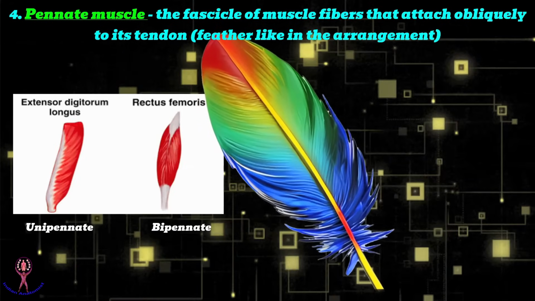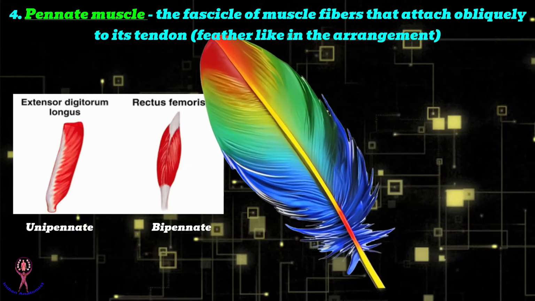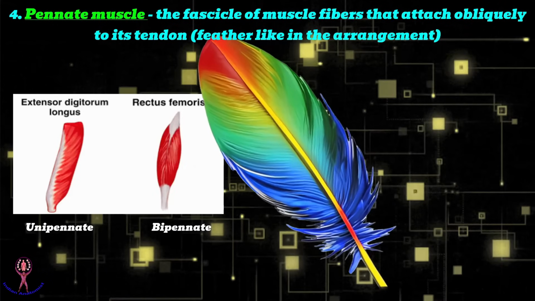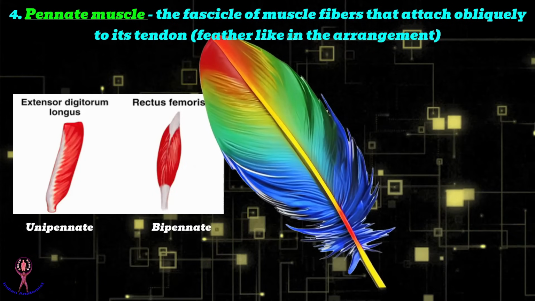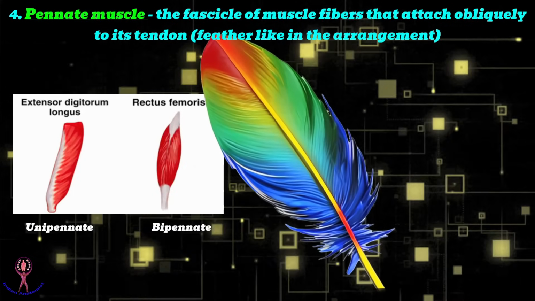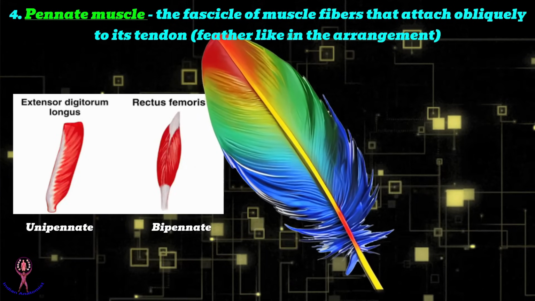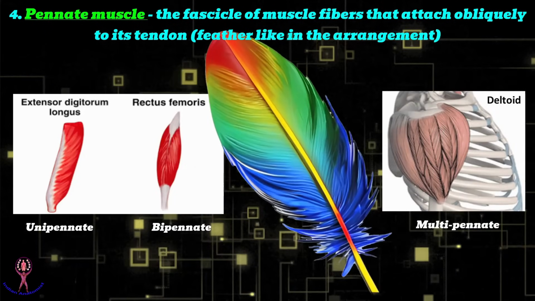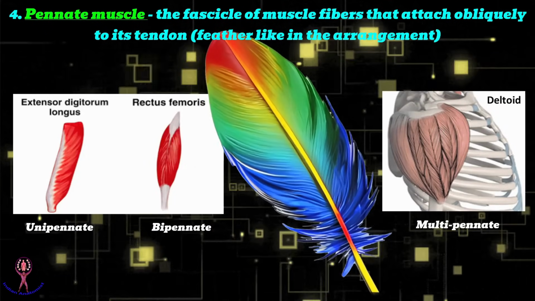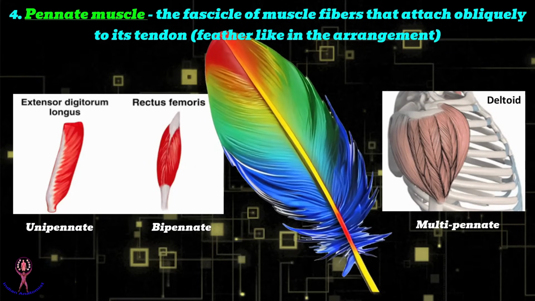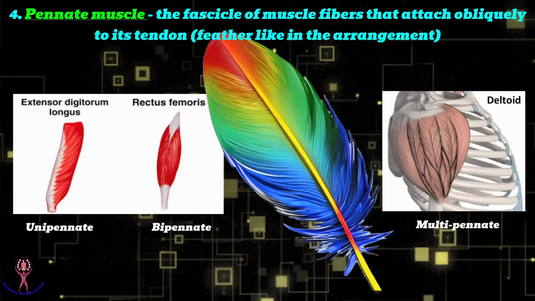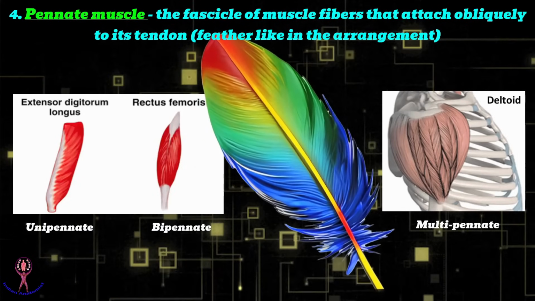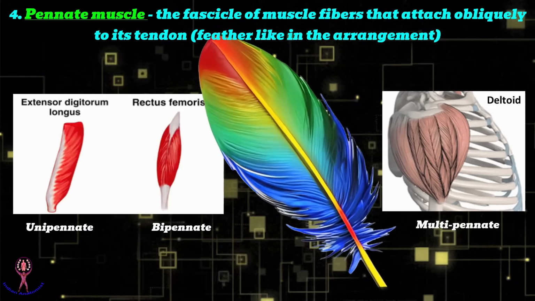Bipinnate muscle: both sides of the tendon give attachment to obliquely oriented muscle fascicles. Examples are flexor hallucis longus, rectus femoris, and dorsal interossei of the hand and foot. The third variety is multipinnate muscle. A beautiful example for multipinnate is the deltoid muscle. In this type, the muscle fascicles arise from different directions of the same tendon.